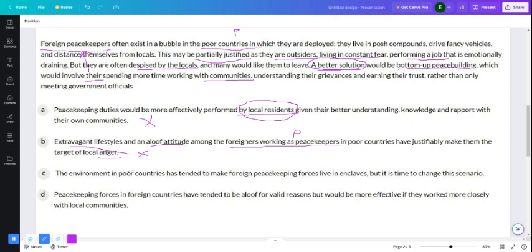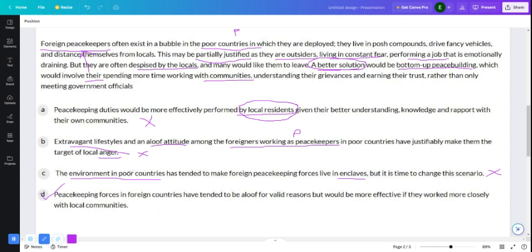The environment in poor countries has tended to make foreign peacekeeping forces live in enclaves, but it is time to change this scenario. Again, environment in poor countries, this is out of the premise, nowhere it is mentioned, and enclaves nowhere mentioned, so we can just eliminate it without even spending any time justifying it. Fourth normally will be the right answer because we have eliminated other options.